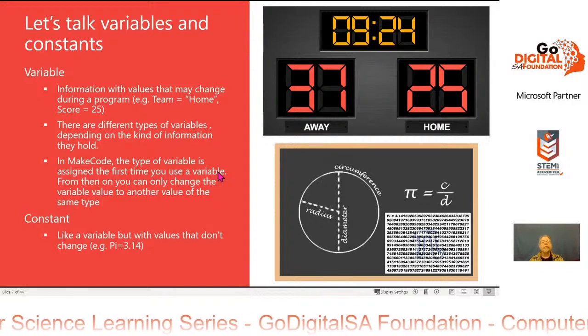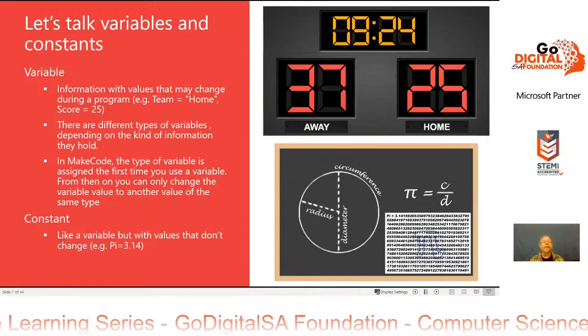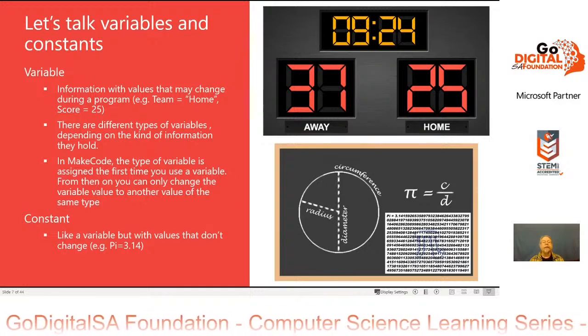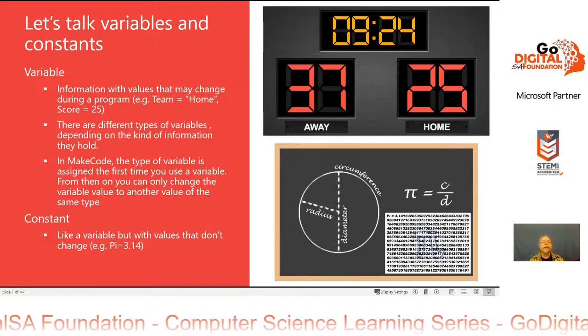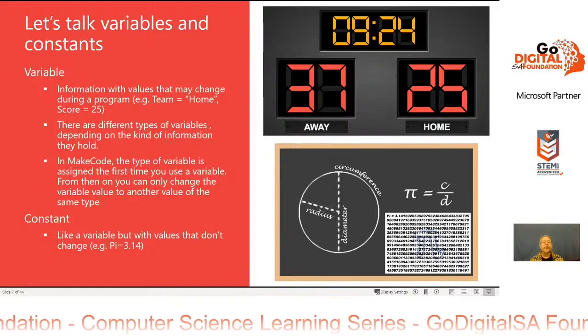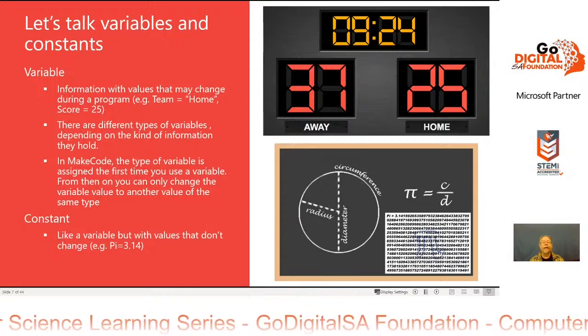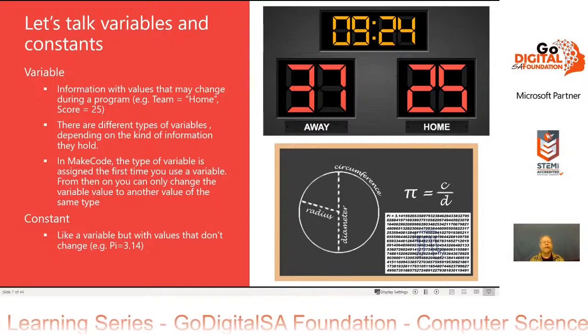There are different types of variables depending on the kind of information they hold. In Make code, the type of variable is assigned the first time you use the variable. From then on, you can only change the variable value to another value of the same type. And we'll explain that just now.